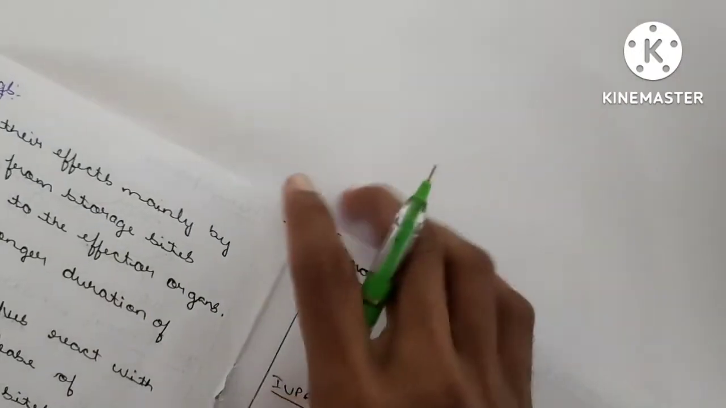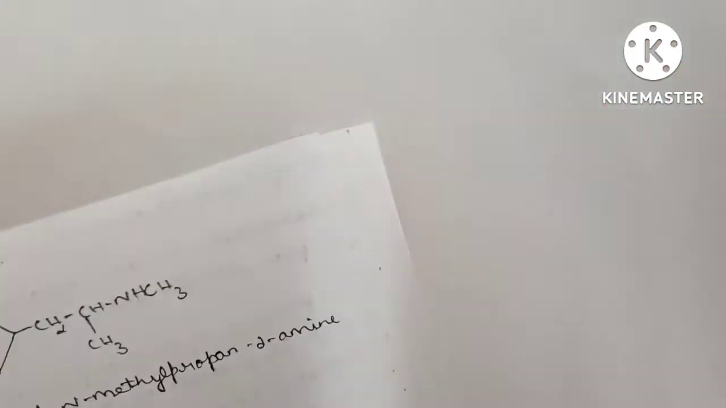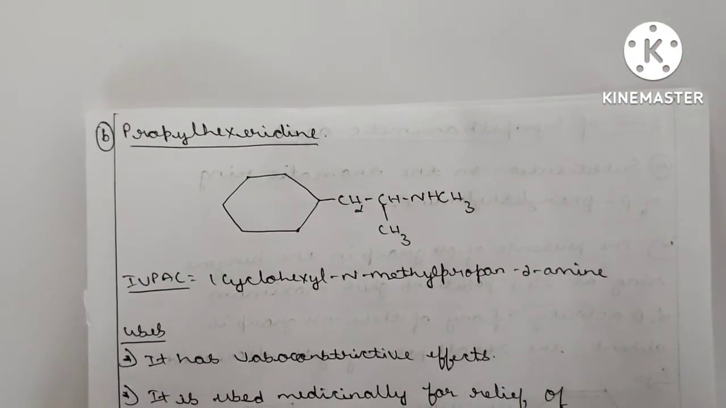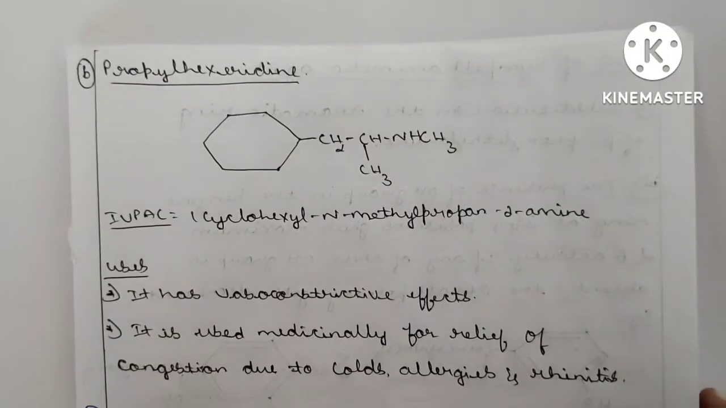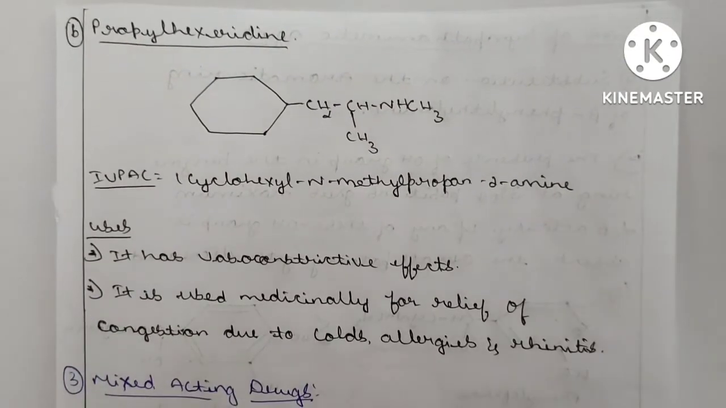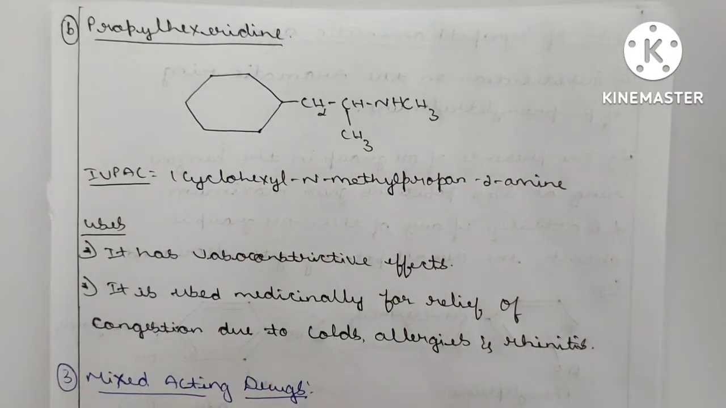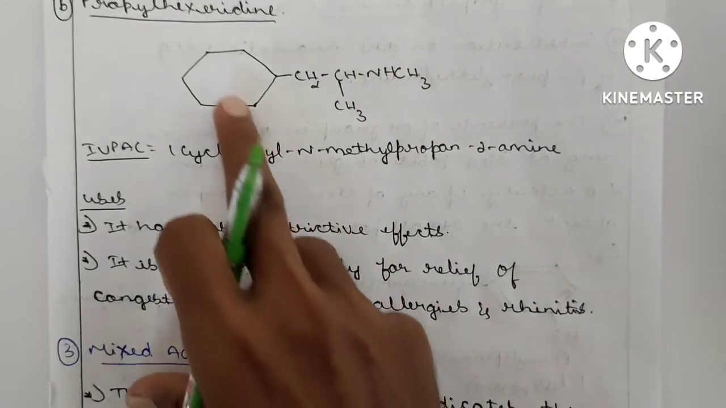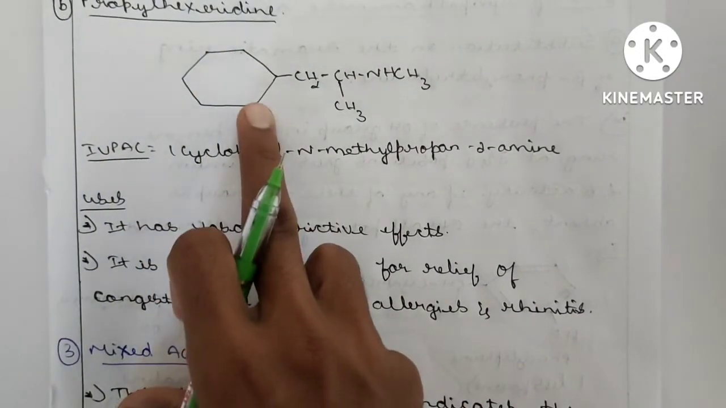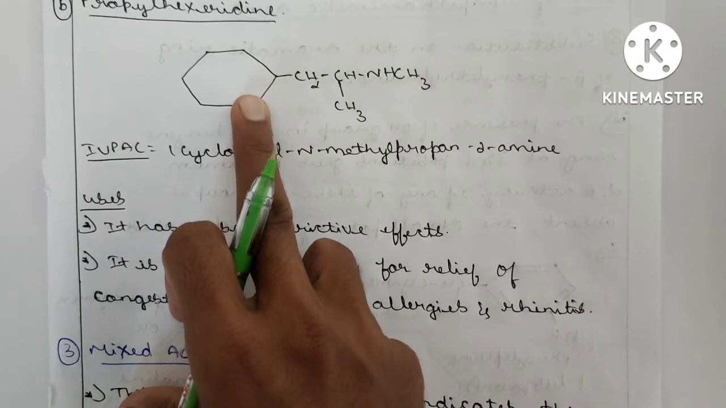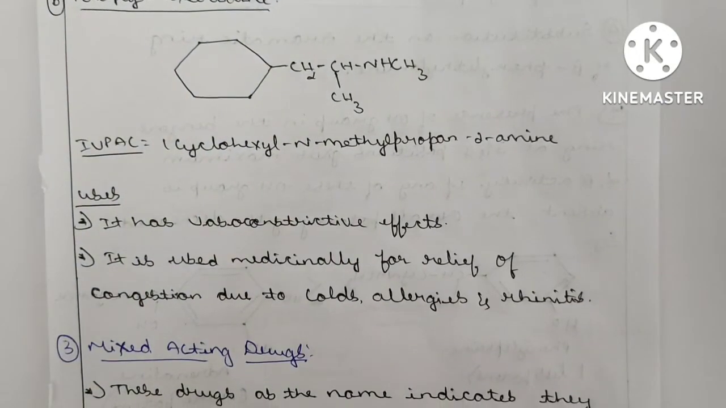Example for indirect acting drugs: propylhexedrine. Okay, propylhexedrine, the structure without a benzene ring. Okay, the ring is there, but sorry, it is a saturated type, not unsaturated. It has vasoconstrictive effects. It is used medically for relief of congestion due to colds, allergies and rhinitis.